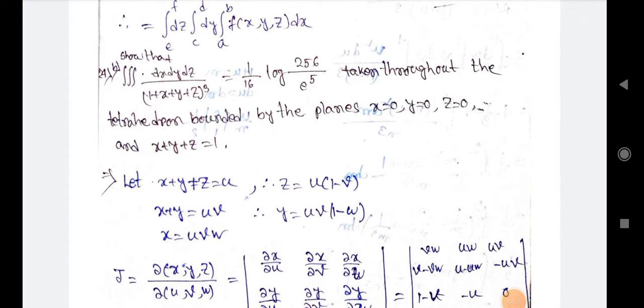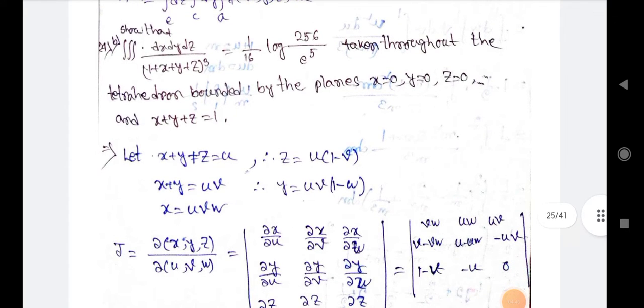Now our first example. Prove that triple integration dx dy dz by (1 plus x plus y plus z) whole to the power cube equals 1 by 16 log 256 by e to the power 5, taken throughout the tetrahedron bounded by the planes x equals 0, y equals 0, z equals 0 and x plus y plus z equals 1.